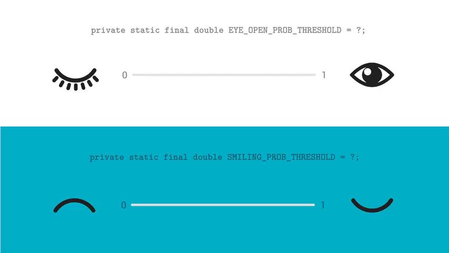But how do we actually go from classification probabilities distributed from 0 to 1 to these discrete categories? We'll have to create some threshold constants, which we can then use to categorize each facial expression. But how do you determine what these thresholds should be?